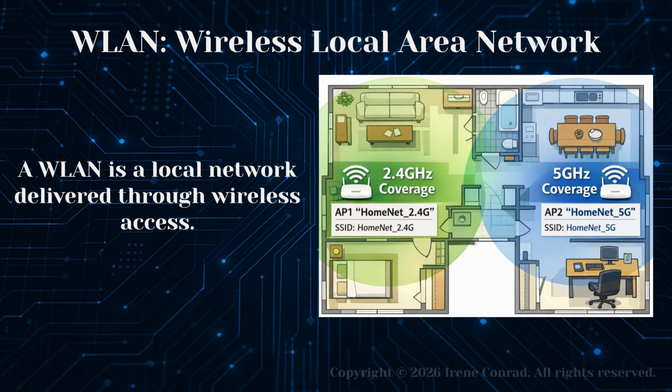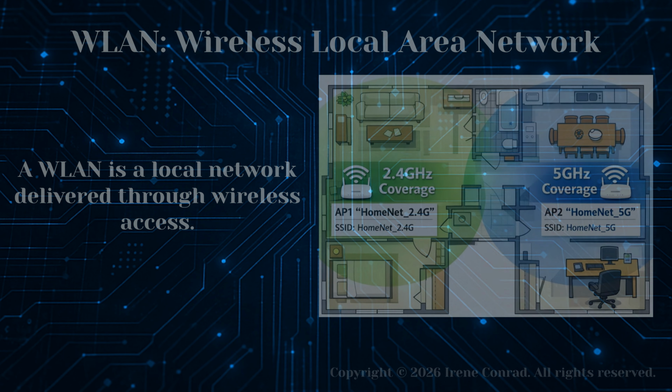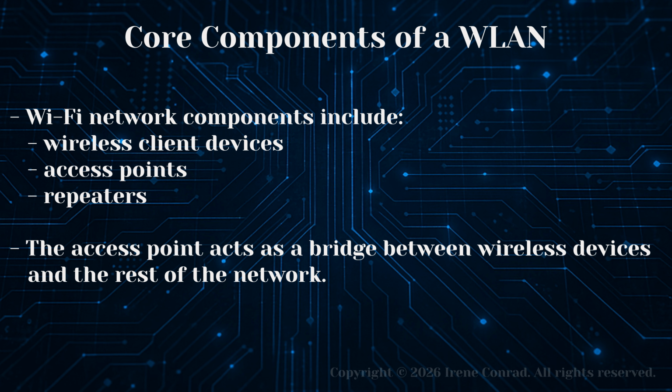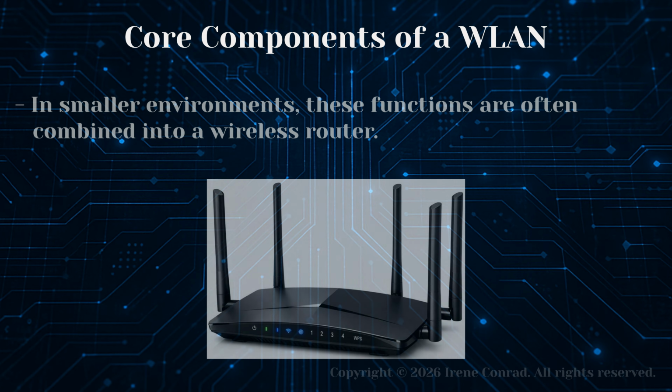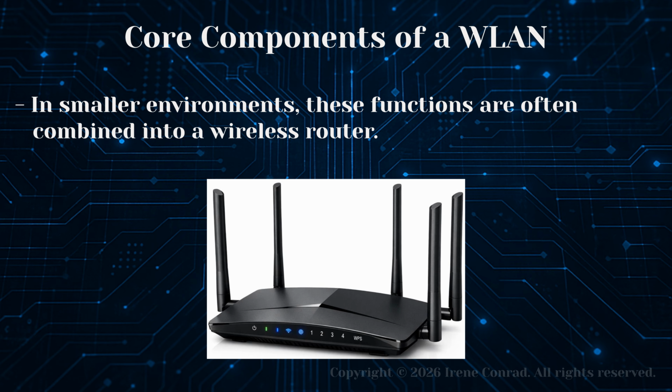It still serves a local area. It is still a local network, but instead of relying only on cables to reach end devices, it uses wireless connectivity. Wi-Fi networks are built with things like wireless client devices, access points, and sometimes repeaters. An access point, or AP, acts as the bridge between the wireless side and the wired side of the network. In smaller environments, that access point is often combined with the router into one wireless router.